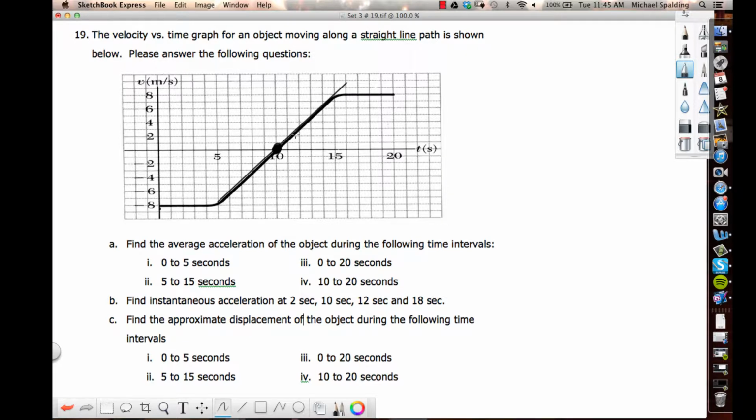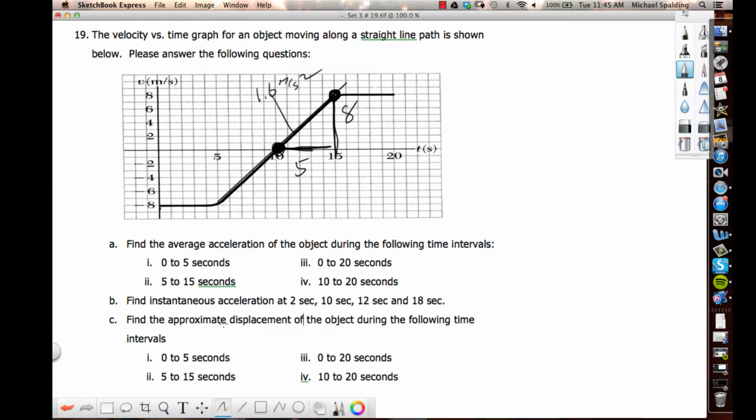The slope of that line is 1.6. Okay, so that's instantaneous. Okay, part C. Well, what I did is, if it's a straight line, you can use any 2 points you want. So I used those 2 points. So the rise here is 8. The run is 5. When it's a straight line, you can use any 2 points on the line.